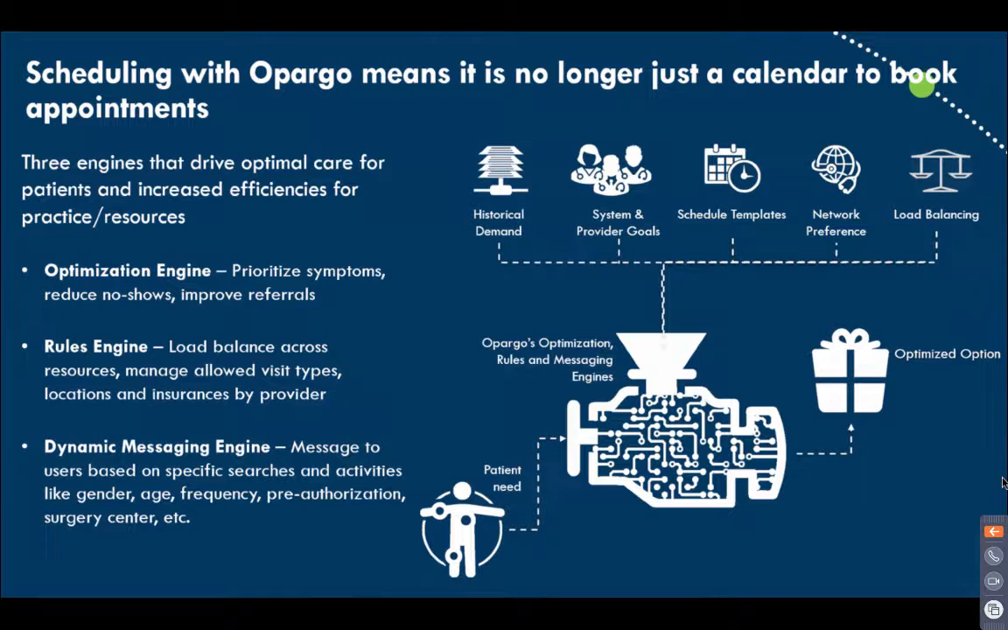So we use these three engines coupled with your historic demand, your provider's preferences and goals, that patient's need. We put all that information into the optimization engine, and then Opargo creates a list of available times that are best in line with the practice's goals and that patient's need.